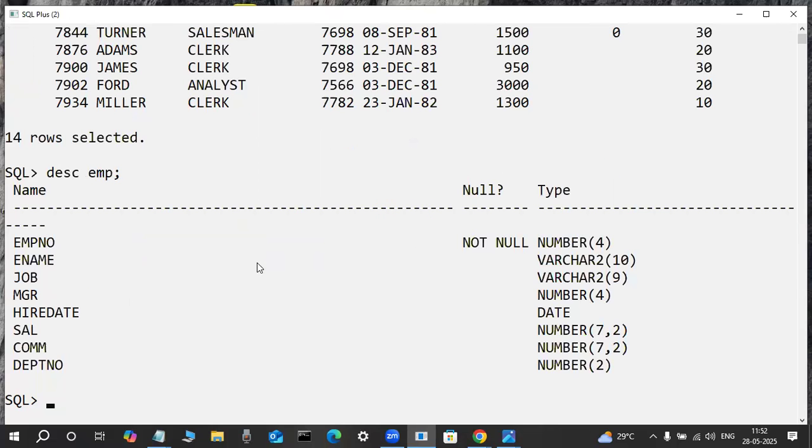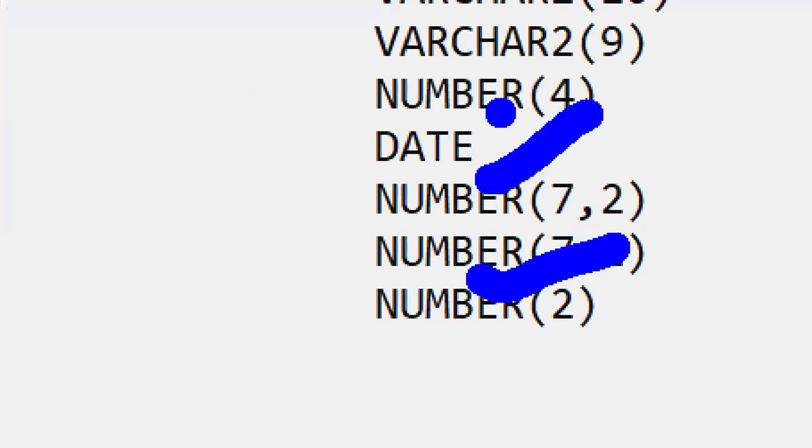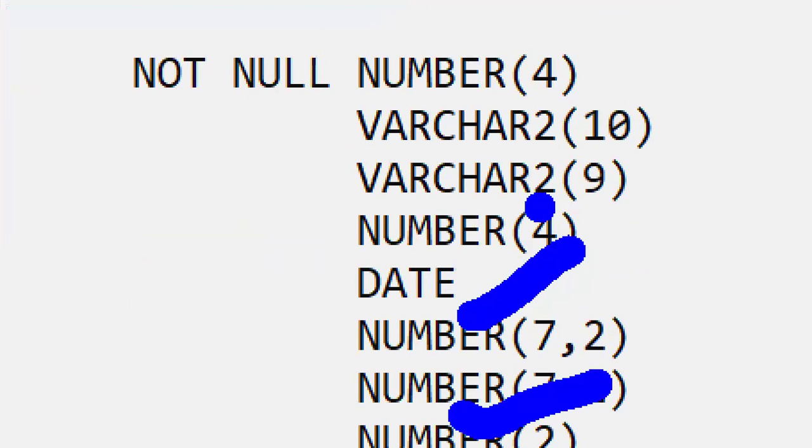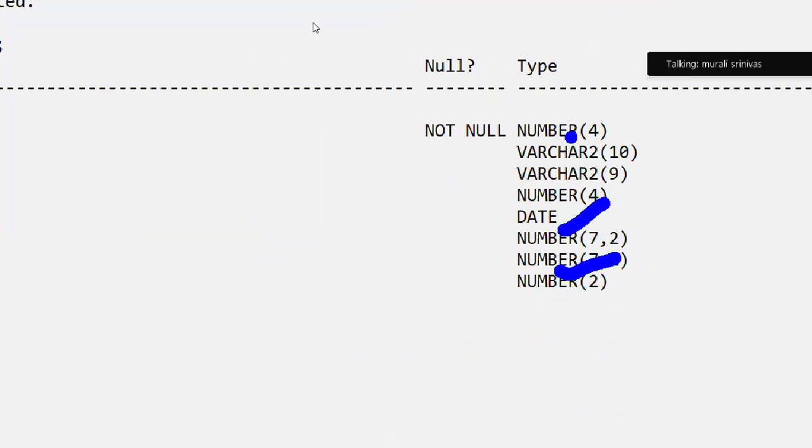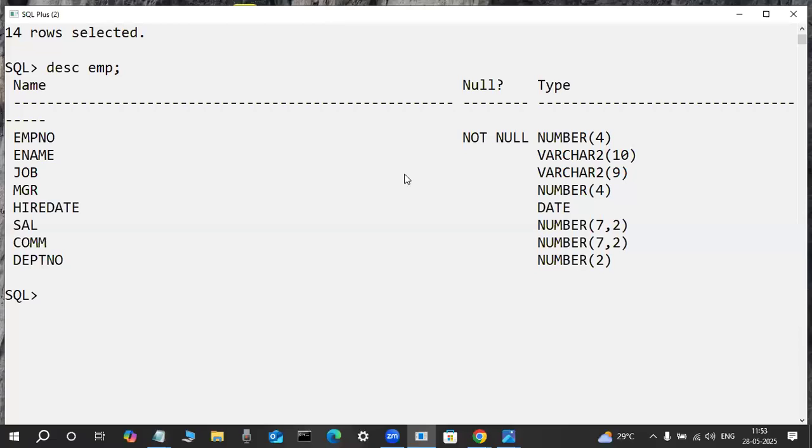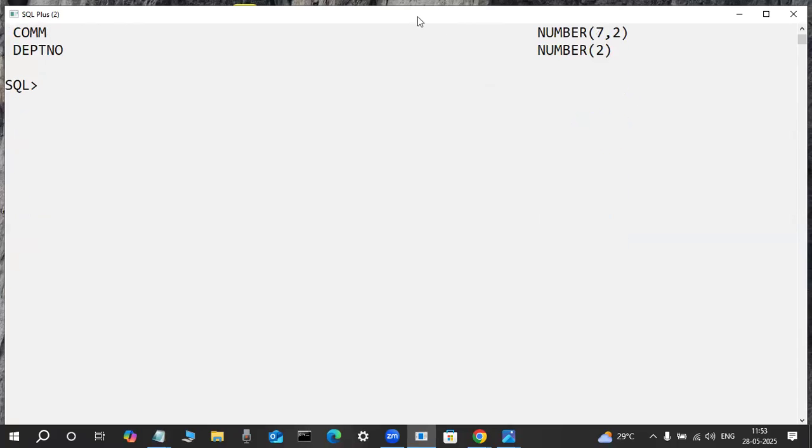What is number of p comma s? What is date? What is timestamp? What is char? What is varchar2? What is the difference between char and varchar? What is the difference between varchar and varchar2? You should be familiar with all these things. Then only you are able to write these commands properly, DML, DCL, TCL, DQL like that. Otherwise it is impossible. That's why so many data types are there.